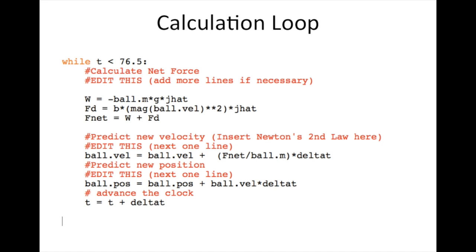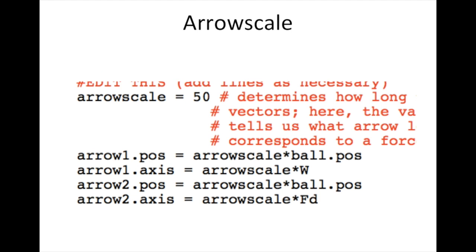I then used the fundamental principle to calculate ball.vev and ball.p. This is what advances as the time goes on. I also calculated my weight force, which is negative ball.m times g times j hat, and my force of drag, which is b times the magnitude of ball.vev squared times j hat. And then the force net, which was evident from our free body diagram that we discussed earlier, is weight plus force of drag. I also made an arrow scale, which is 50. The up arrow, which is yellow, was the force of drag, and down was my weight.